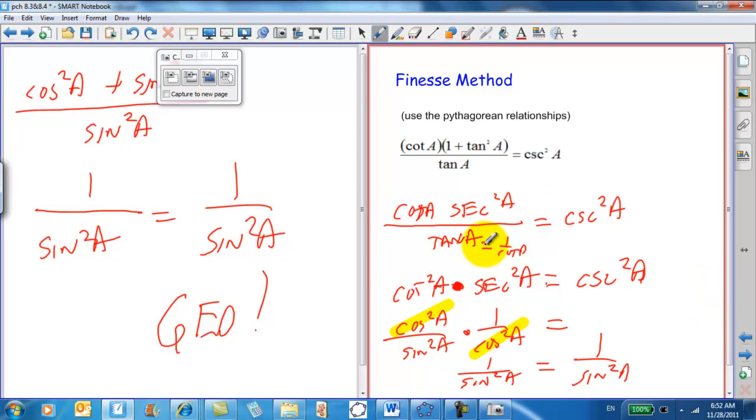Now notice what I didn't do here. I didn't multiply both sides by tan A. That is considered illegal in a proof. In a proof, you don't know if this is equal yet. So you can't multiply both sides of the equation by anything or add anything to both sides of the equation.